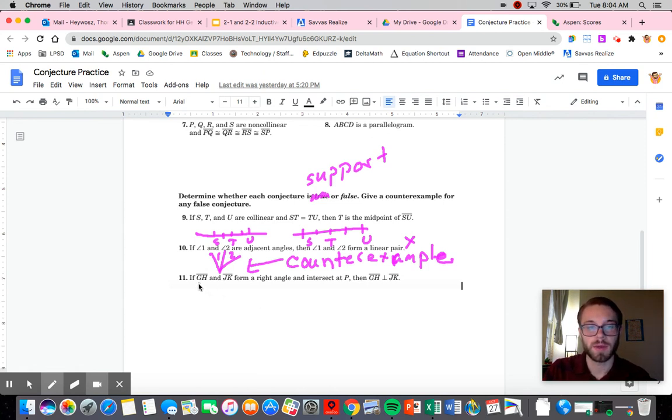All right. So finally, let's look at this last one. GH and JK form a right angle and intersect at P. Okay. So these are segments. GH and JK form a right angle, and they intersect at P. Okay. Well, this one's a little bit tricky because it seems like there's a lot more points than are necessary on this one. But anyway, you could kind of come up with different configurations, right? You could do something like that.